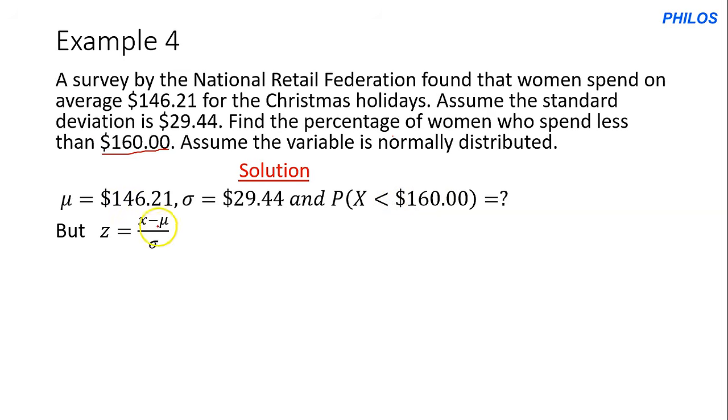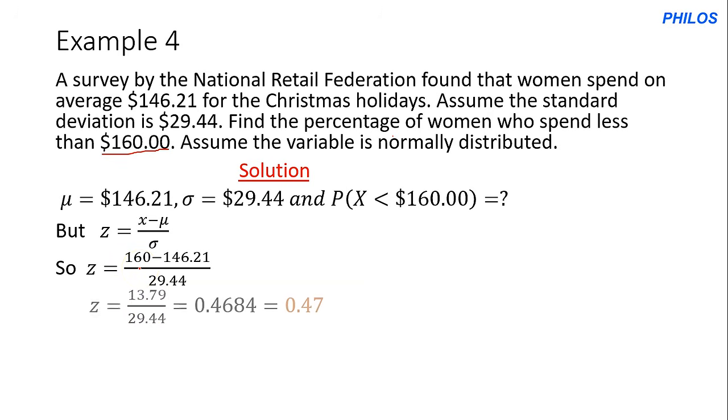Okay, and then our mean is $146.21. Okay, and then the standard deviation is $29.44. So we substitute in the formula. So 160 minus 146.21 divided by 29.44. So 160 minus 146.21 will give you 13.79. So when you divide 13.79 by 29.44, you will get 0.4684. But whenever you find a z-score, you have to leave your z-score in 2 decimal places, okay? So 0.4684 in 2 decimal places should give you 0.47.